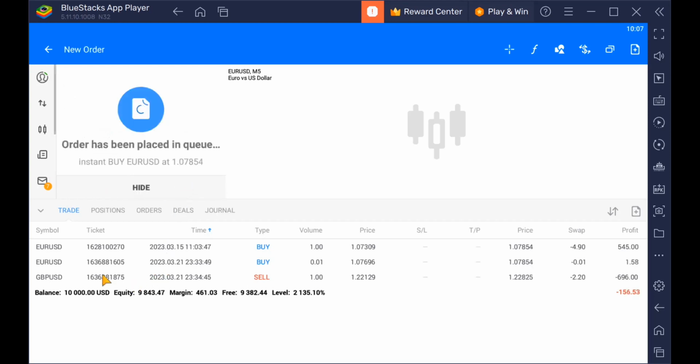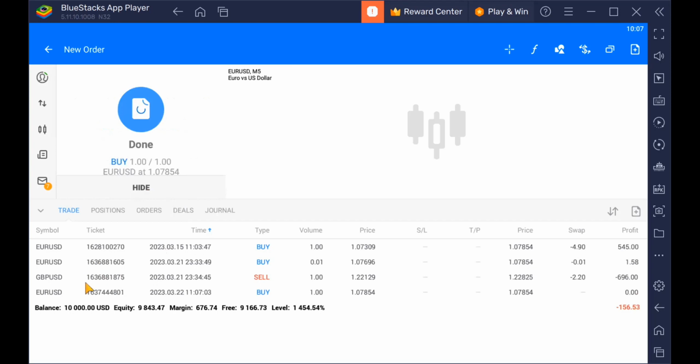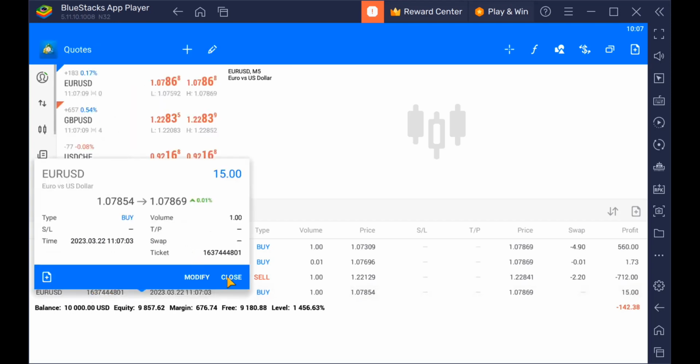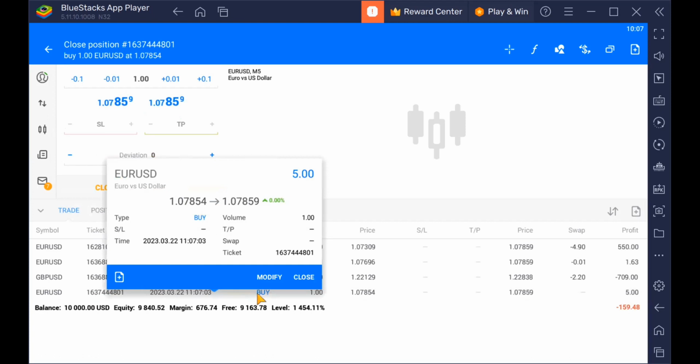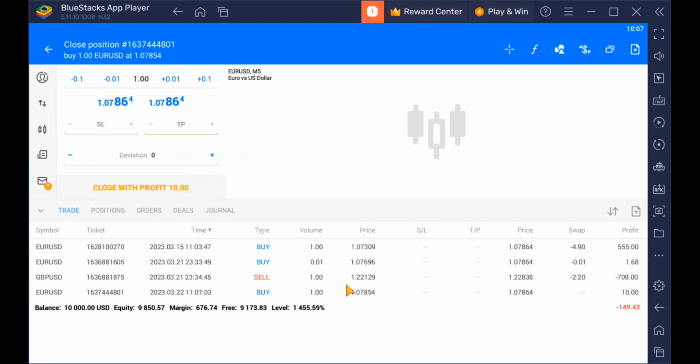Immediately you see the position, it will start running. Can you see it? See, the position is already placed here and it's already running, as you can see. Okay, it's already running on a one lot size. Here's where you see the profit or loss, it is currently on profit right now.